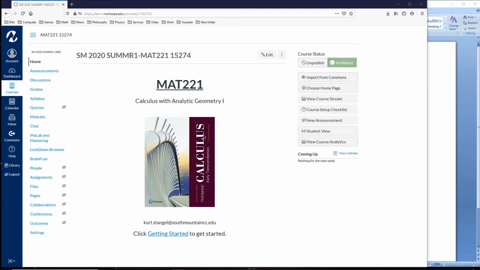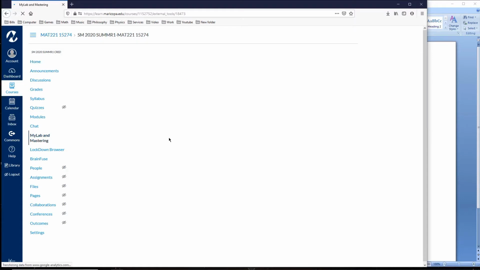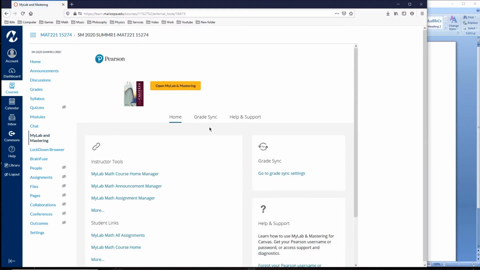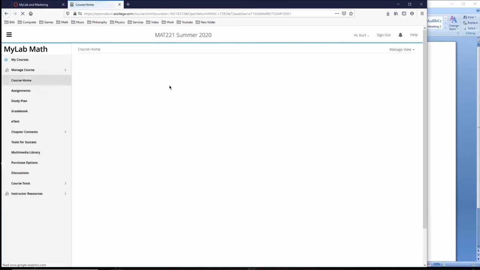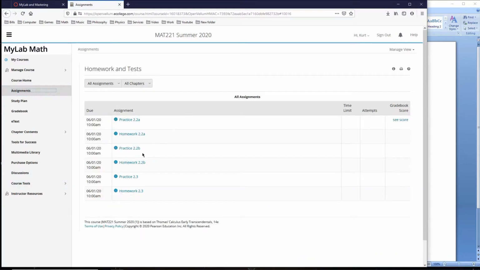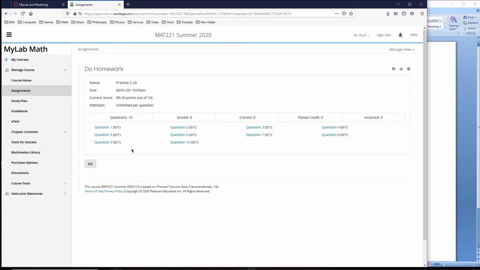So let's check out some homework problems. Again, starting on our Canvas page, My Lab and Mastering. And open My Lab. And let's check out the assignments and practice 2.2b. And I do want to choose some of the harder ones, which I know are towards the end. So I'll just pick number 7 here.